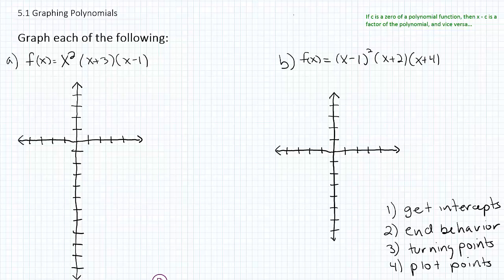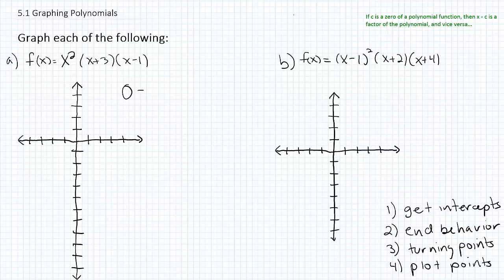Graph each of the following. All right, so the first thing you're going to do when you try to graph a function like this is to get the intercepts. So we're going to be basically using these 4 little guidelines here. So the first step of those guidelines is to get the intercepts. So to get the intercepts, we're going to set, first of all, y equals to 0. That will give us the x-intercepts.